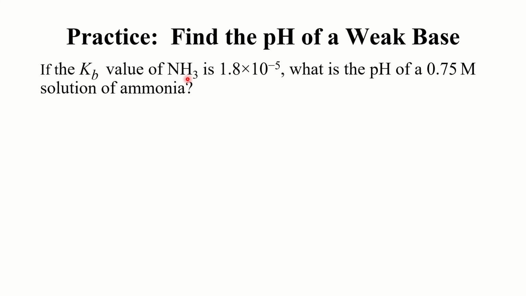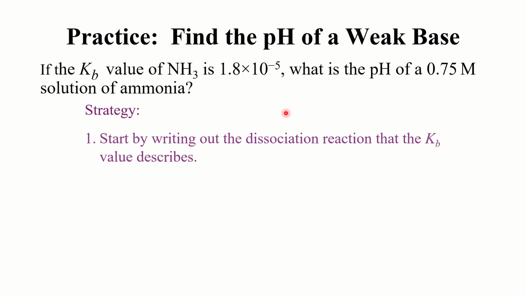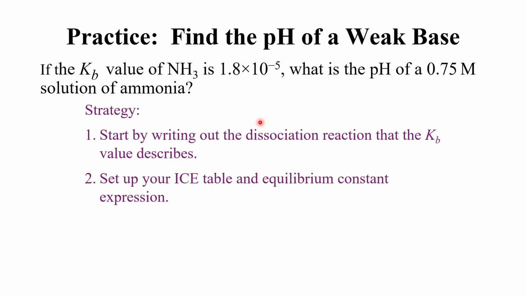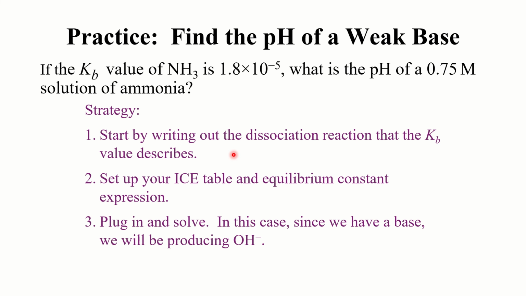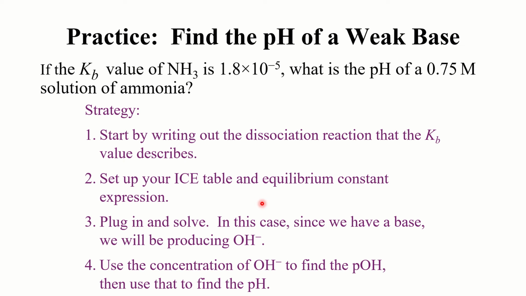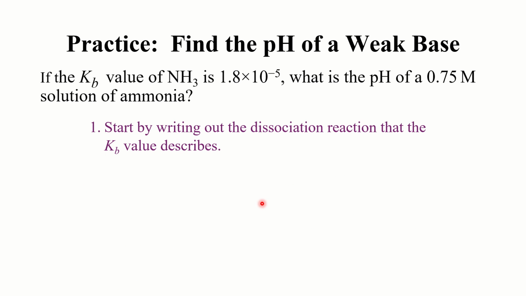If the Kb value of NH3 is 1.8 times 10 to the negative fifth, what is the pH of a 0.75 molar solution of ammonia? So our strategy here is we're going to start by writing out the dissociation reaction that the Kb value describes. Then we can set up our ICE table and equilibrium constant expression. Finally, or third, I should say, we can plug in and solve. In this case, since we have a base, we're producing OH minus, so we'll find the OH minus concentration, and then finally, we can use that OH minus concentration to find the pOH, and then use that to find the pH. So let's go through these steps.